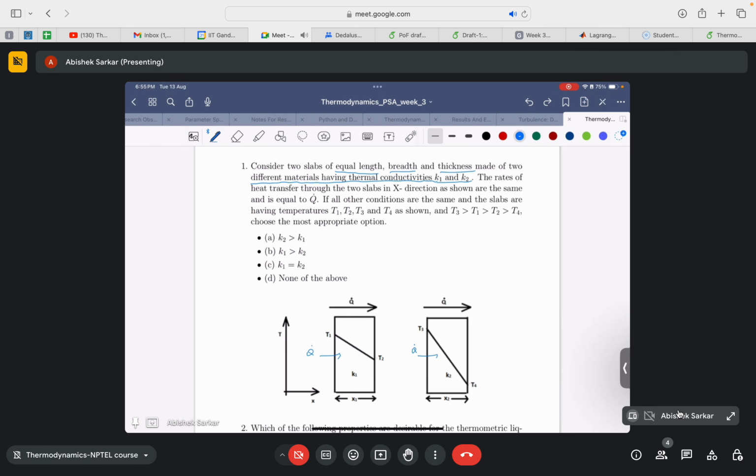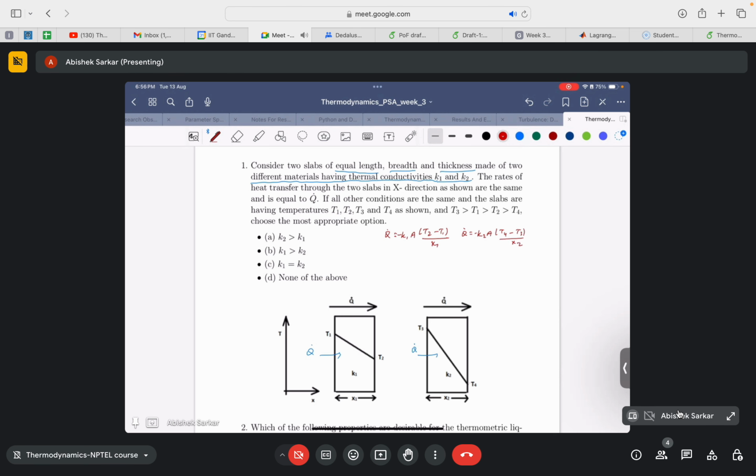So here we can use Fourier's law of heat conduction. Since the net heat flux is the same, for slab 1 we would have Q dot equal to K1 A into T2 minus T1 over x1, and for the second slab we will have K2 into A, T4 minus T3, with the minus sign of course.